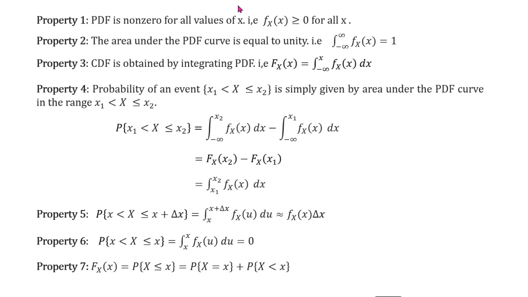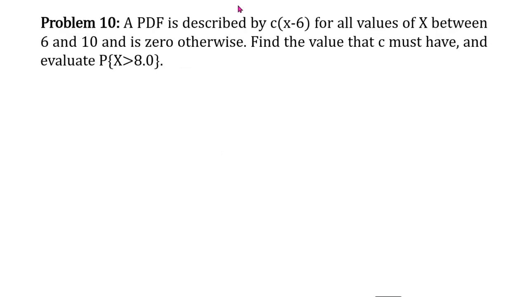So these are the properties it is needed. Okay, so note down the problem. A PDF is described by C into x minus 6 for all values of x between 6 and 10, and it is 0 otherwise. Find the value that C must have and evaluate the probability that x is greater than 8.